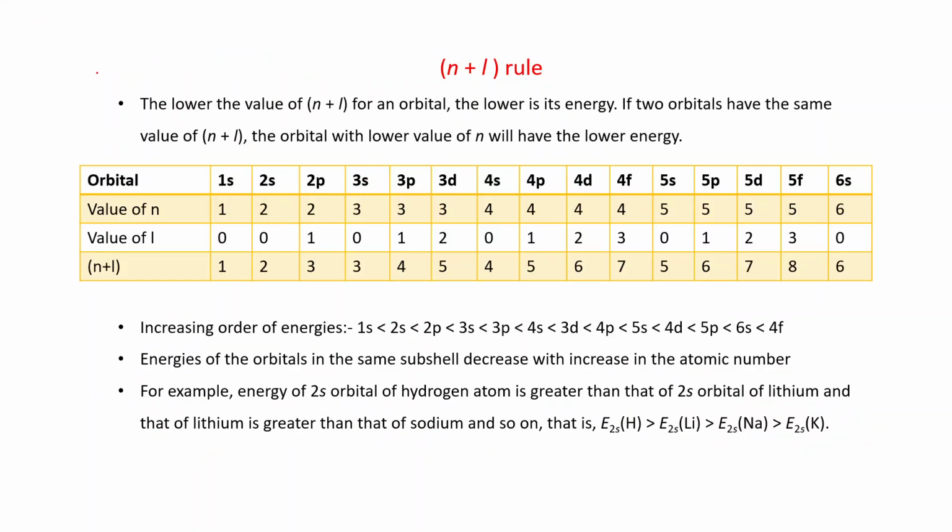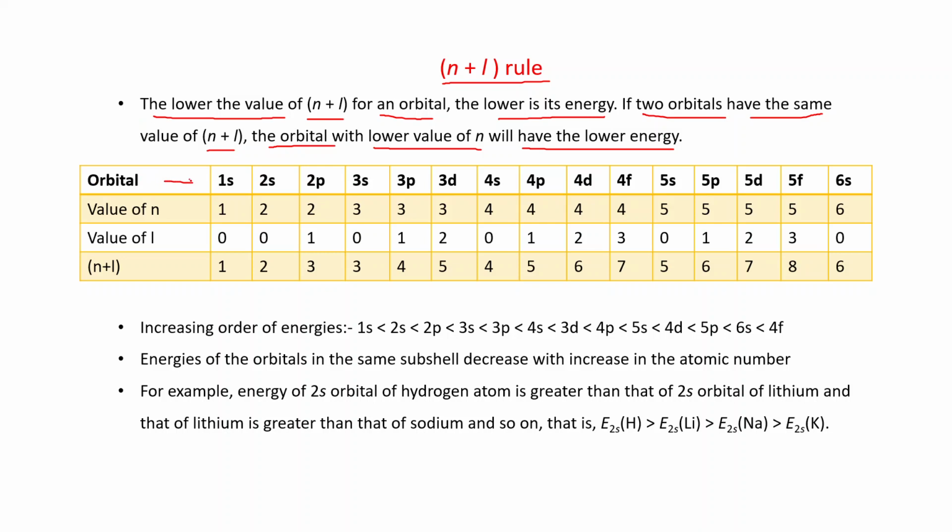The energy of various orbitals or various subshells is determined by the n plus l rule. Now, what is its statement? The lower the value of n plus l for an orbital, the lower is its energy. If two orbitals have the same value of n plus l, the orbital with the lower value of n will have the lower energy. We can explain like this.